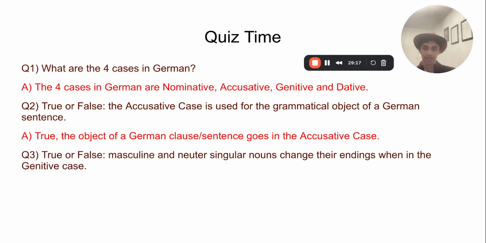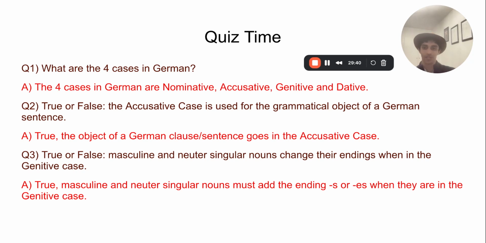Number 3 is true or false again. Masculine and neuter singular nouns must change their endings when they're in the genitive case. Again, I'll give you a bit of time to think. Let me show the answer. This is also true, actually. Masculine and neuter singular nouns must add the ending s or es when they are in the genitive case. That's one of the few instances where the noun itself must actually change, not just the words in front of the noun.